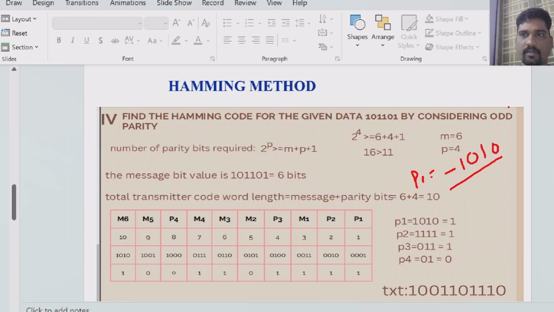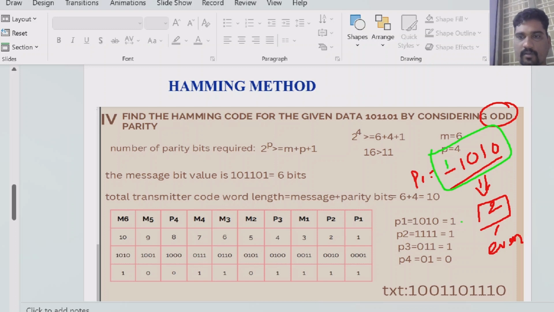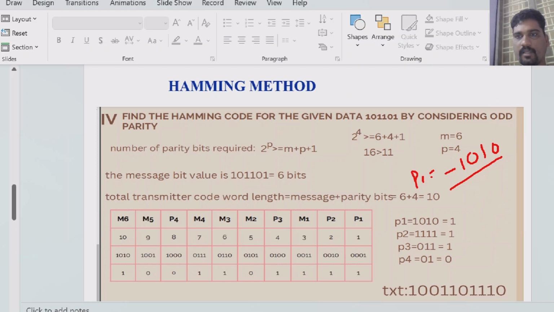Now see that as per the given question we need to implement the odd parity mechanism. Just count the total number of ones. How many ones? 2 ones are there. Now is it an even number or an odd number? It is even. So how to make it odd? Just add one more 1, so that it becomes odd parity, right? So what is the answer for this one? 1. Like that we need to find the answer for P2, P3, P4, right?